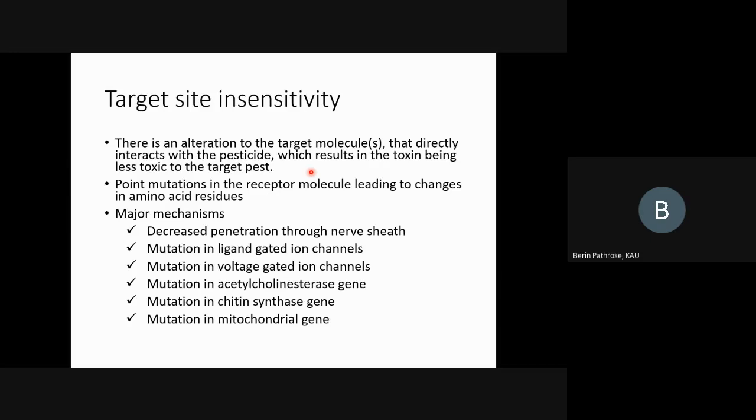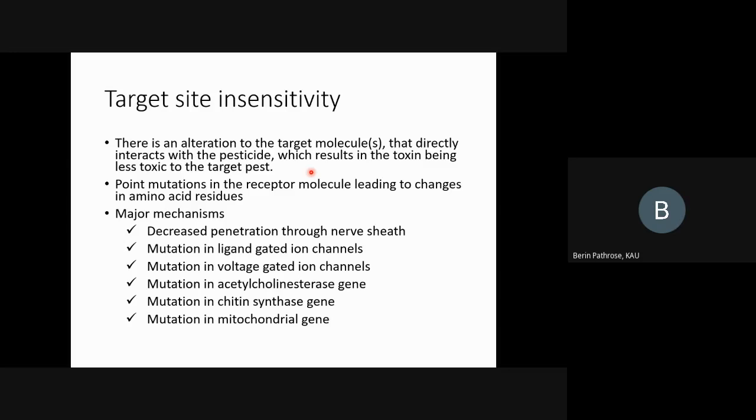So this mainly happens with the help of point mutation. I discussed the triplet codon which codes for each amino acid. So if one point mutation occurs, it will lead to a change in the protein structure of the receptor molecule.